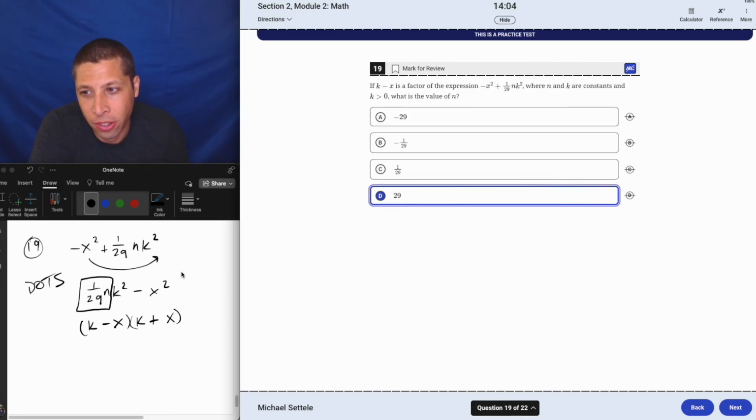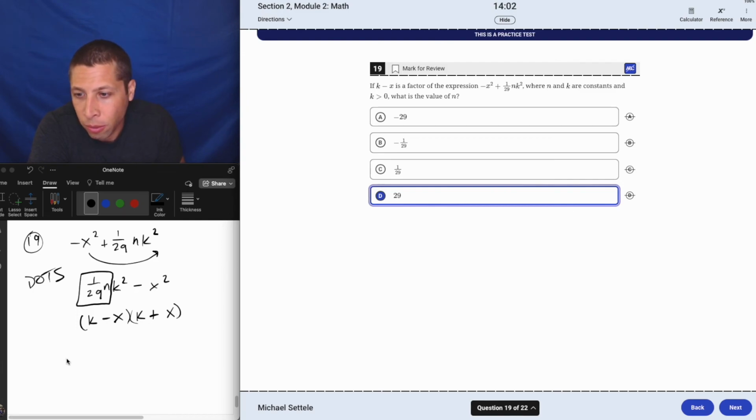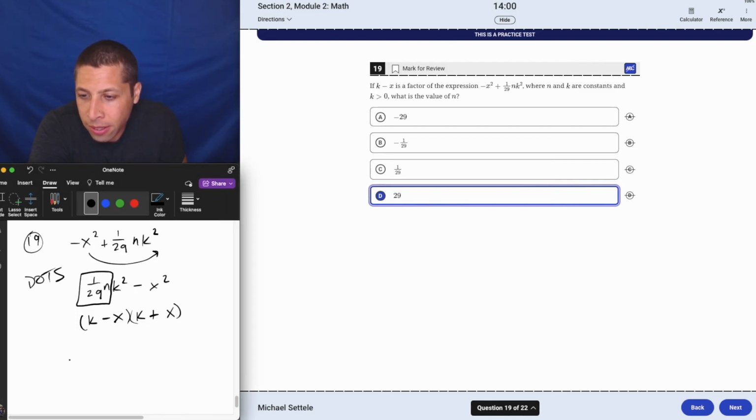Right, so let's just plug it in. So then this is negative x squared plus 1/29 of 29k squared. I mean, I guess k is greater than 0. Why don't we just make k 1? Just get rid of it, right? So then this goes away. So this is negative x squared plus 1.